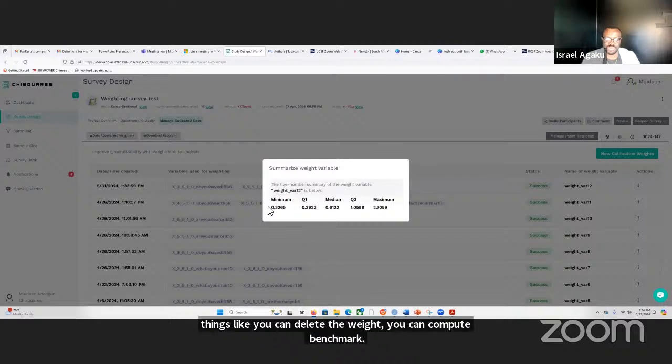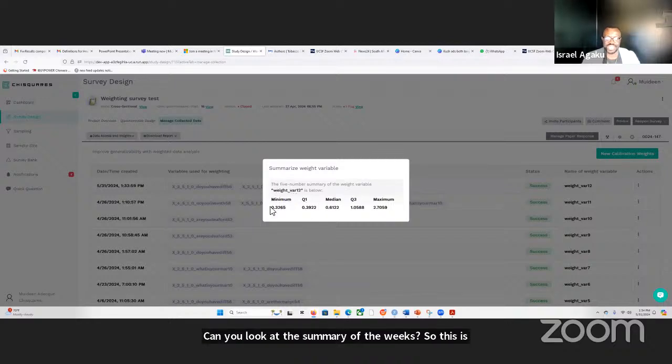So this is telling me that the weights range from, this is the new weight we created, this is the minimum value, this is the maximum value, this is the median. So this is the 5-number summary for the weight.